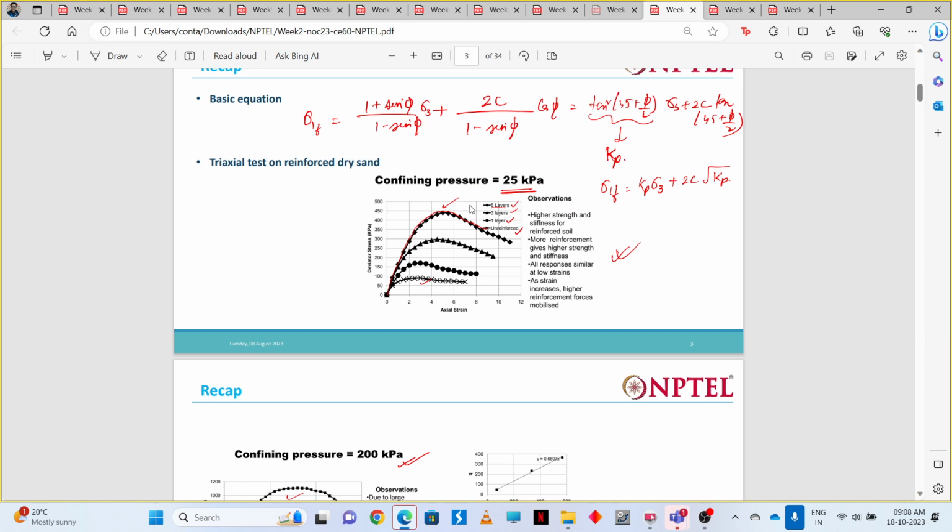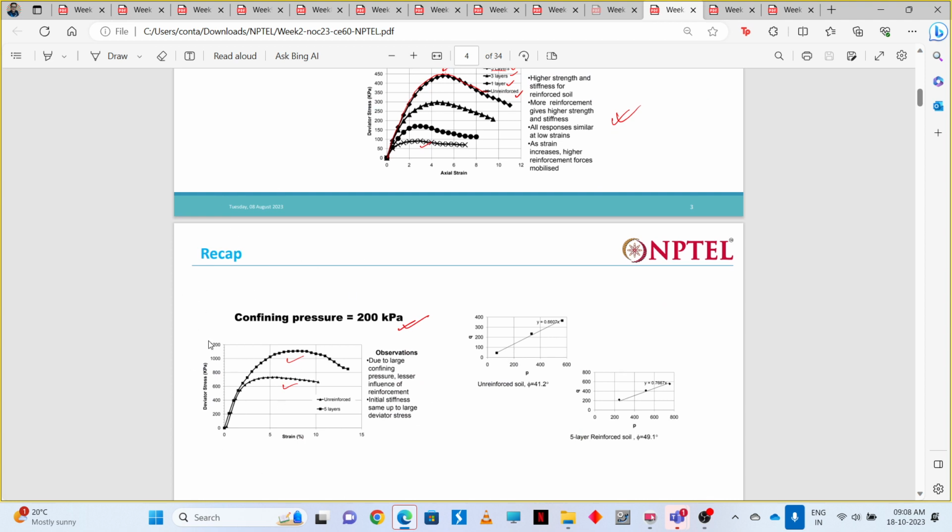Then we saw some test results. So here you can see, for unreinforced soil, the strength is quite low, and as the soil is reinforced with an increasing number of layers, so one layer, two layers, three layers, five layers, okay, reinforcing with geogrid, geotextile, anything, what happens? The strength of the soil is actually increasing. So that is shown here. It is for one confining pressure and this for one more confining pressure.